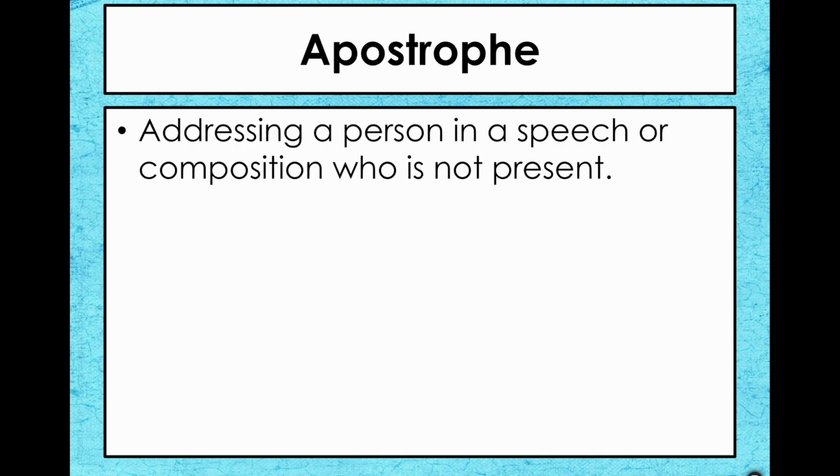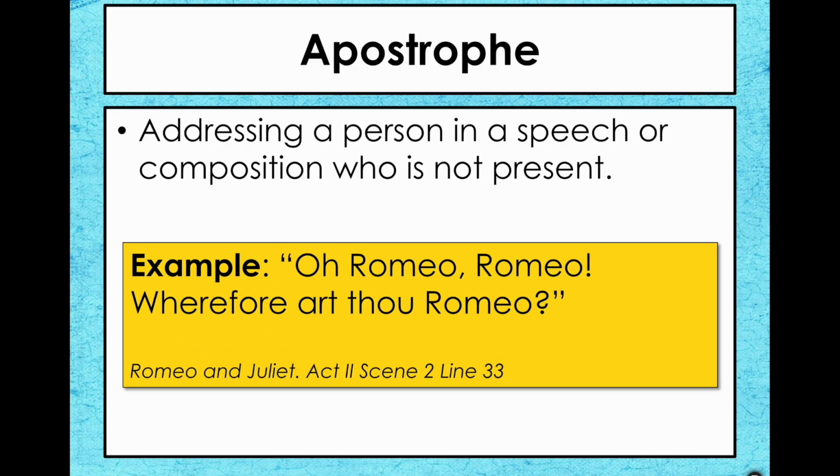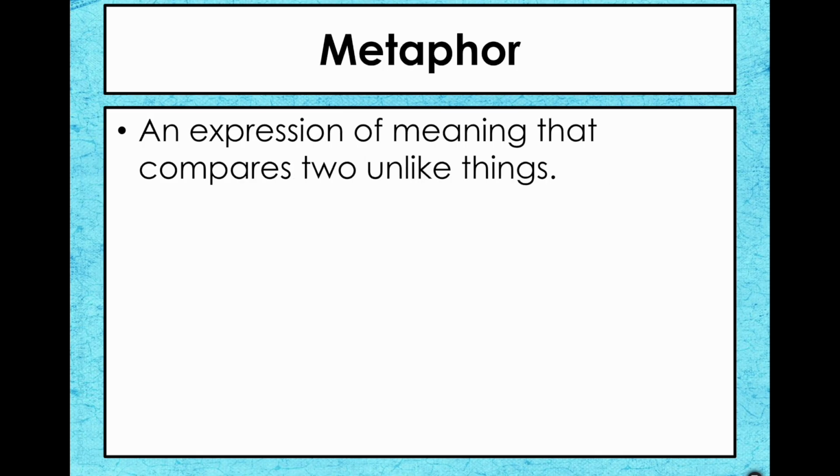Apostrophe is addressing a person in a speech or composition who is not present. For example, "O Romeo, Romeo, wherefore art thou Romeo?" In Romeo and Juliet, that is an apostrophe because Romeo, according to Juliet, is not actually there. Oftentimes, apostrophe tends to be a reference to or addressing someone who is actually dead, or death itself, but the idea is you are addressing someone or something who is not present.